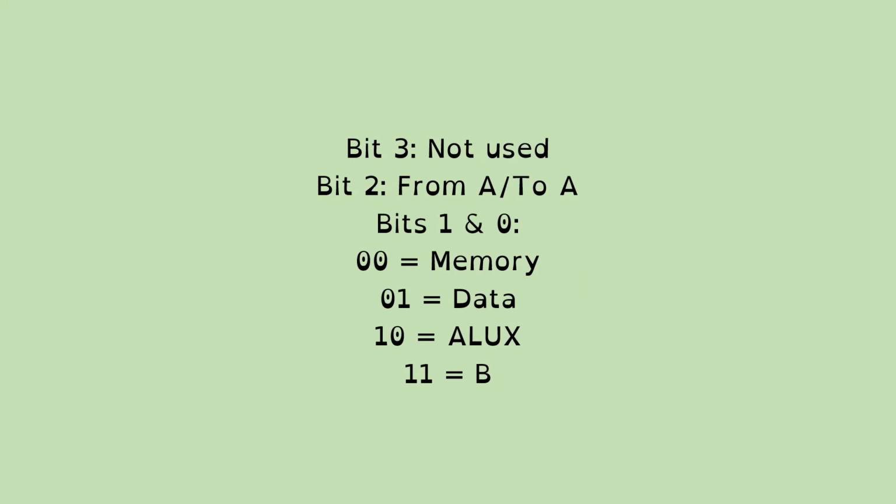So bit 3 is not used in determining what a memory transfer does. Bit 2 tells you if you're going from A or to A, and then bits 1 and 0 define the other register that's in play that isn't A. So 00 is a memory location, 01 is data that's hardwired, 10 is ALUX, and 11 is B.